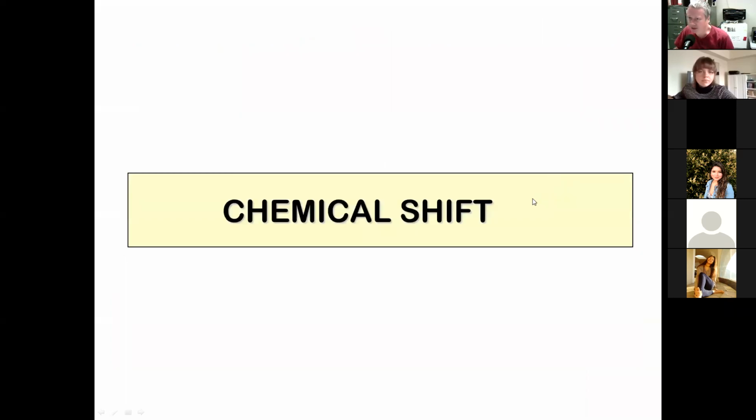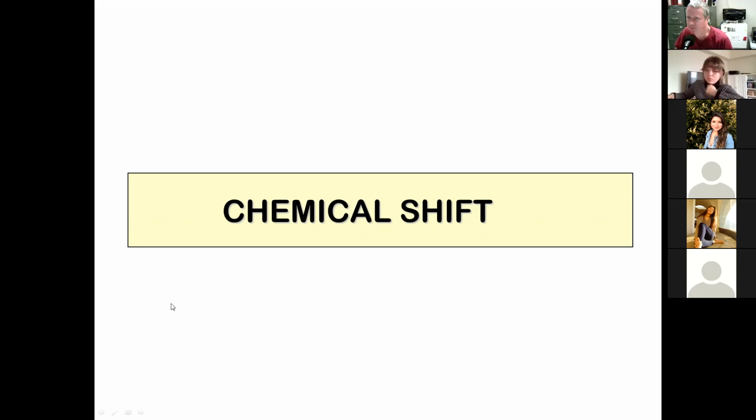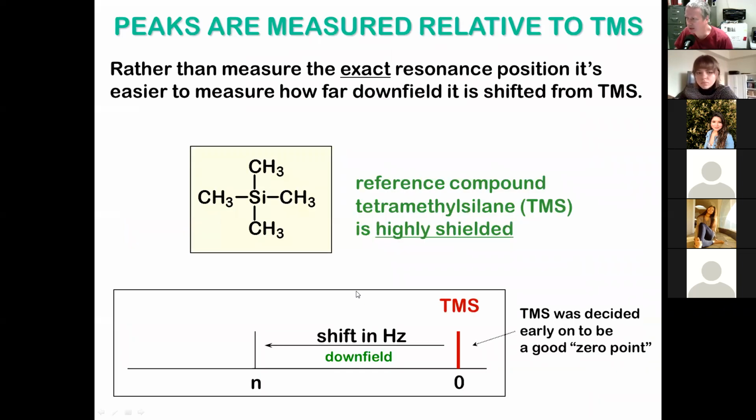Okay, so let's talk about the concept of chemical shift. Chemical shift, in a nutshell, is the position on the x-axis. Whether it's 3 or 5 or 7 or 1, that's all we mean by chemical shift. There's a little bit of background we have to talk about, but essentially it's just the x-axis position.